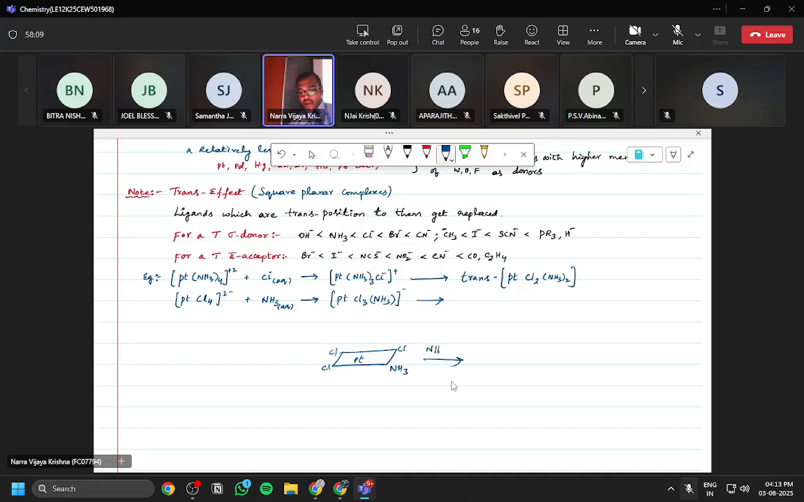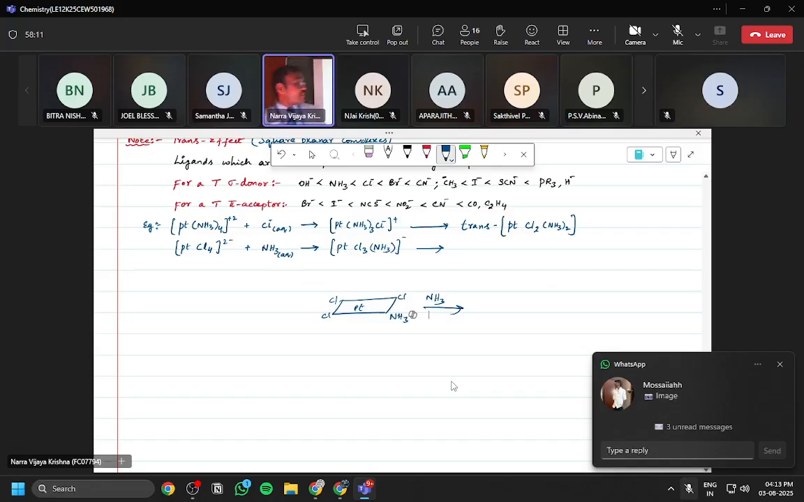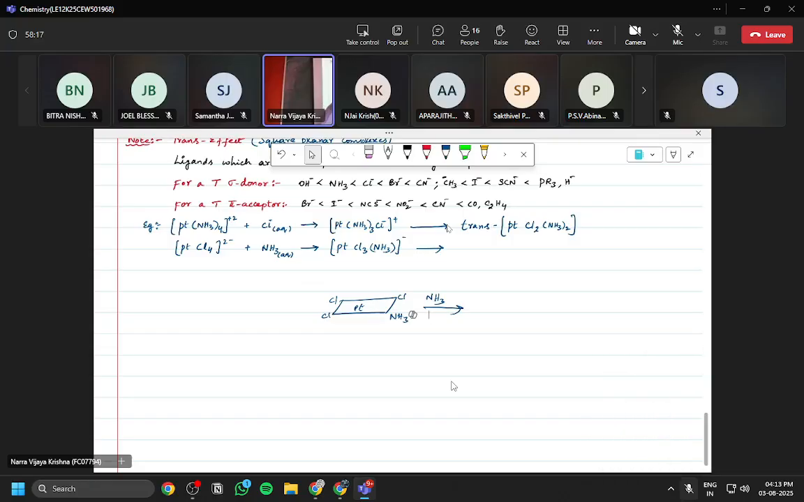Now, if I want to add one more molecule of ammonia, what happens? Among chlorine and ammonia, whichever shows the trans effect effectively, this chlorine will replace this ammonia, or this chlorine will replace that chlorine, or that chlorine will allow this chlorine to replace. In any case, both obtained ammonias will be adjacent to each other. Whether this chlorine makes that chlorine get replaced, or the other way, in any case, the ammonia molecules will be adjacent. So the product will be cis.